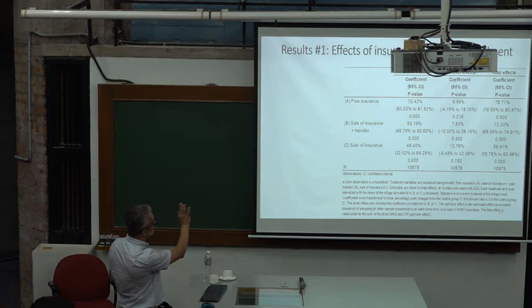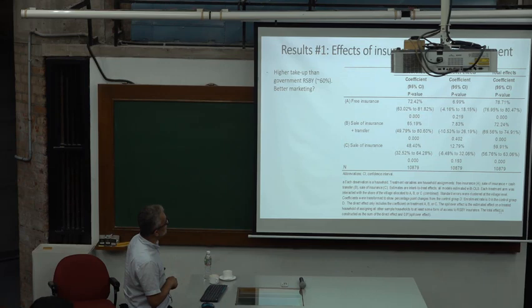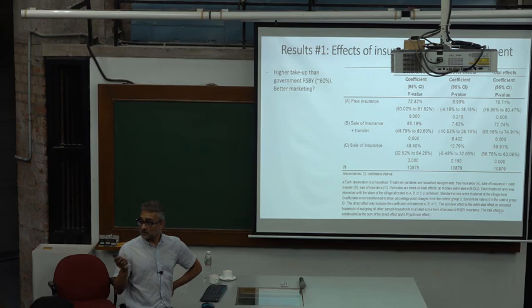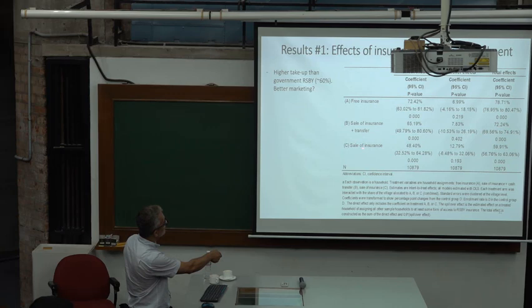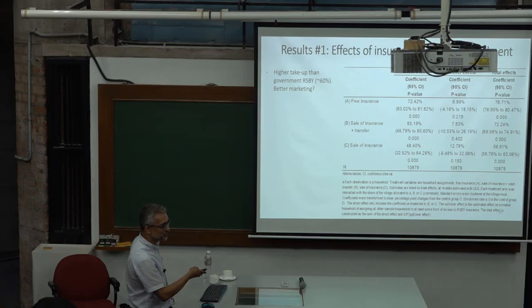First result is effects of insurance on access. I already told you we have higher take-up than RSBY. We think that it's because of better marketing. I'm not going to spend a lot of time on that because we already talked about that. You can see that in sale of insurance. 60% is just a number that came from before. And even in our sale of insurance number, once you add direct and spillover effects, you're getting 60%, which is the same as what you got with free insurance for BPL.